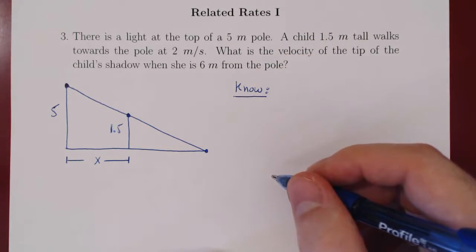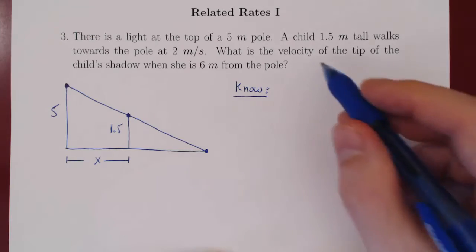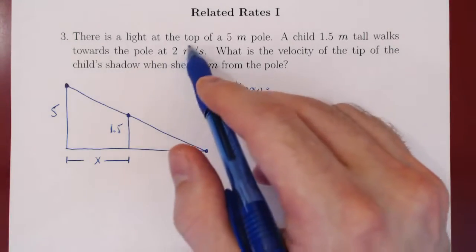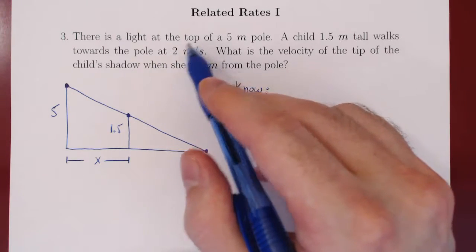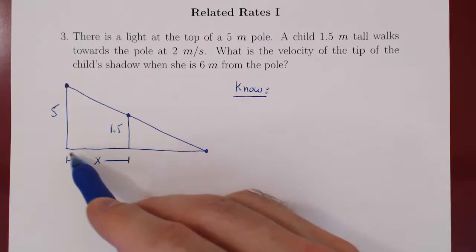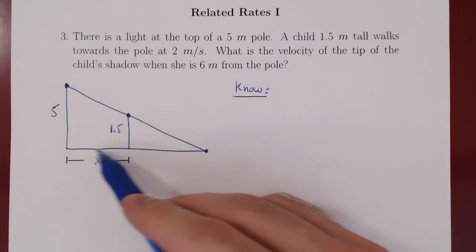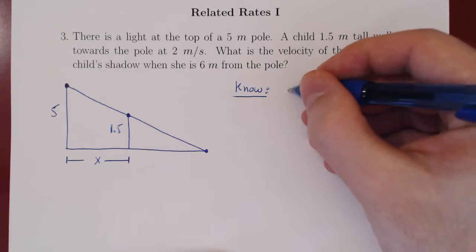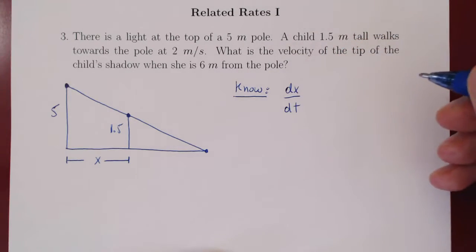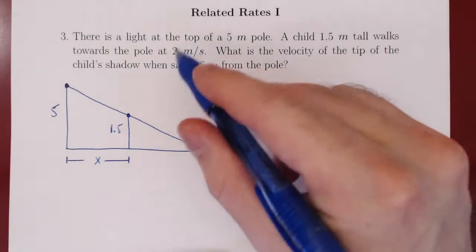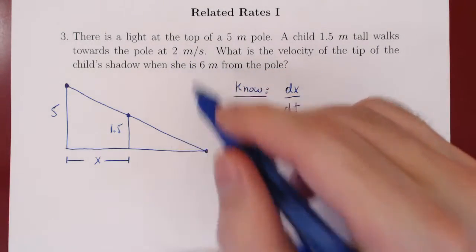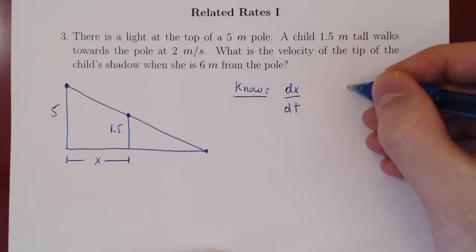As far as rates of change are concerned, the child is walking towards the pole at 2 meters per second. That's the speed at which the child is walking. That's how fast this segment is changing, right? So that's dx over dt. And this is at all times t, because we're being told that the child is walking at a constant velocity of 2 meters per second.